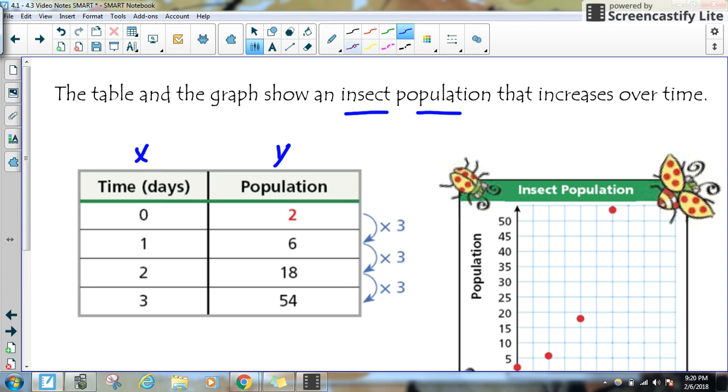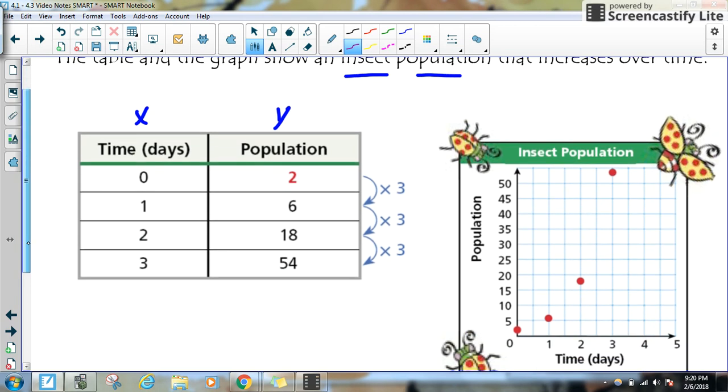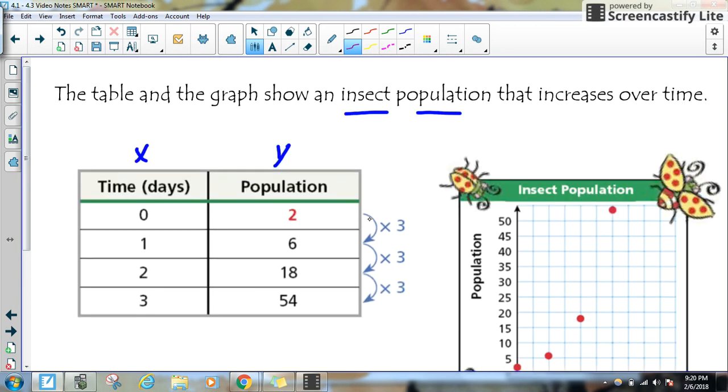Now, a couple of big things you have to understand about an exponential. First of all, in order to be exponential, as you move down the y column, you need to be multiplying by a number. No longer are we adding, okay? In this example, that multiplier is right here. That multiplier is times 3. So each time we move down, we're timesing by 3.